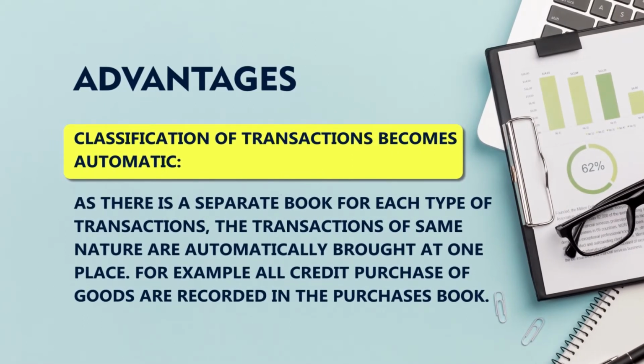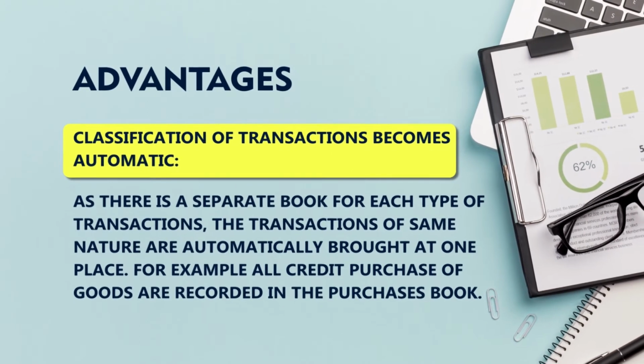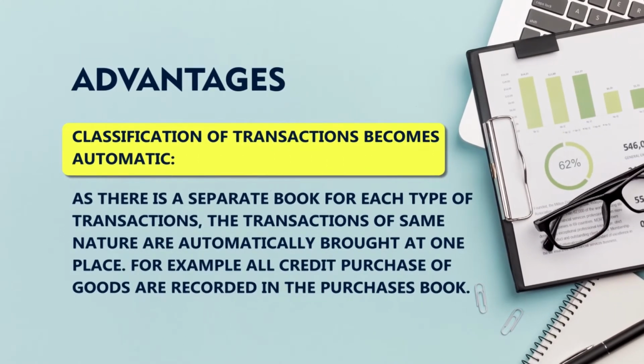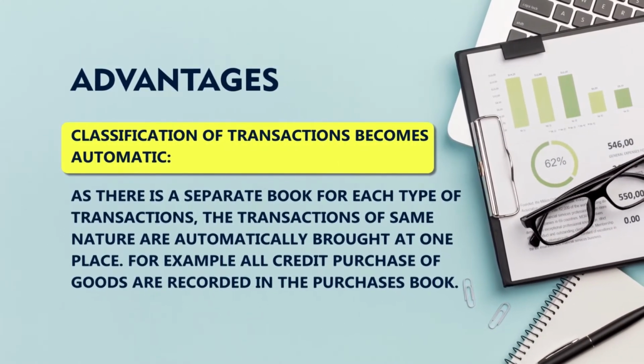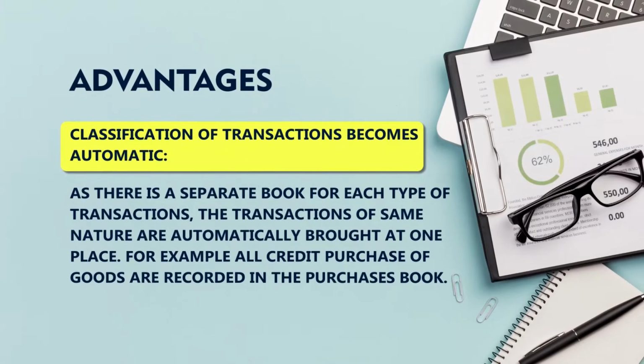So when the transactions are of similar nature, they are brought at one place. For example, all credit purchases of goods are recorded in the purchase book.